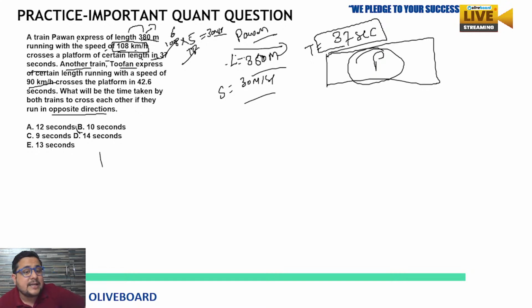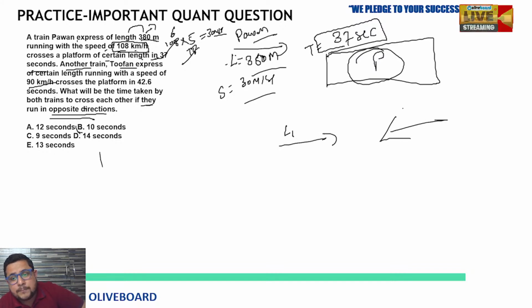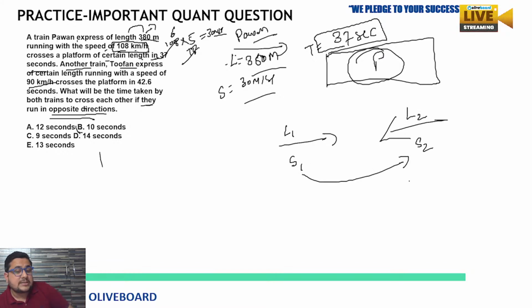And they are asking us what will be the time taken by both trains to cross each other if they run in opposite direction. So for that, if they are running in opposite direction, we need the length of both trains, L1, L2, and we need the speed of both trains. Then we can easily calculate how much time they will take. But as we can see, for the other train, Tufan Express, the certain length means its length is not given, that we have to calculate.